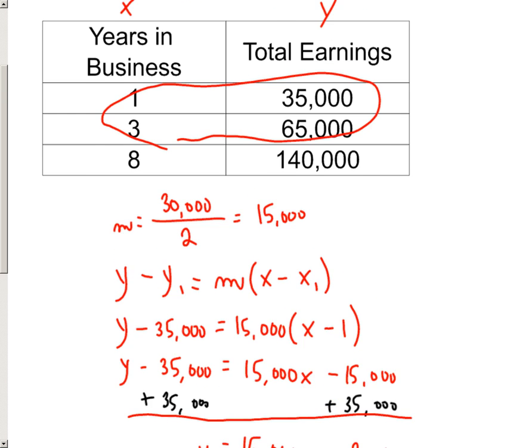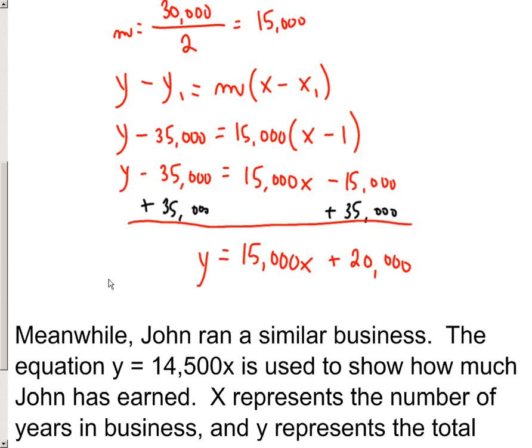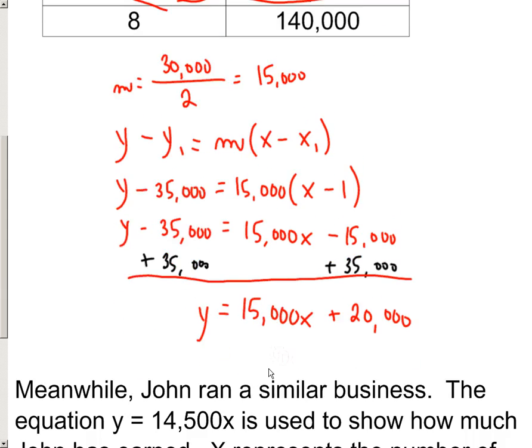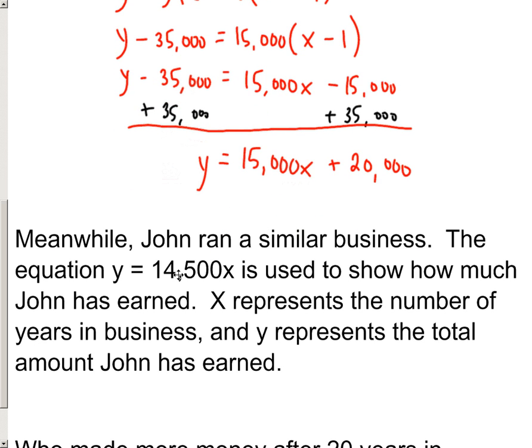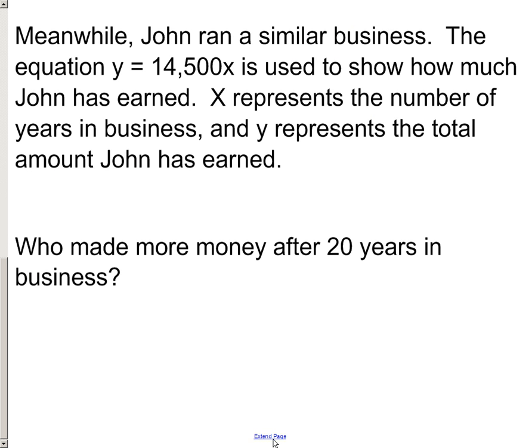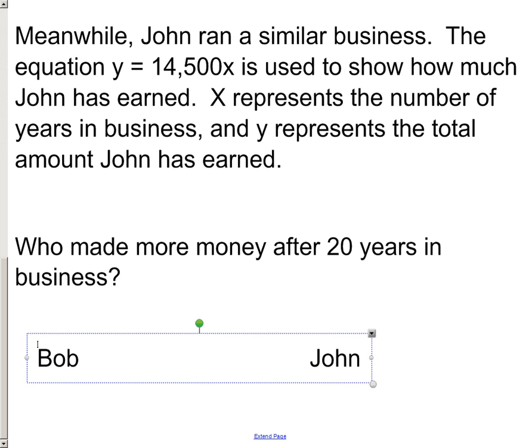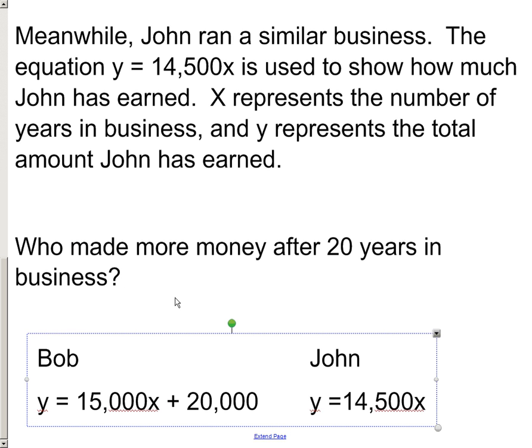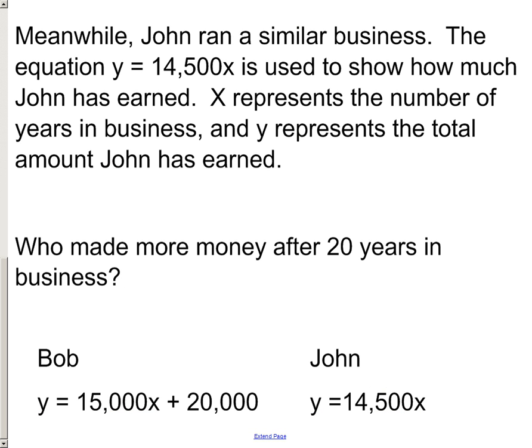Well, if you were given a table for Bob and you were given an equation for John, what you could do is go get the equation for Bob, like we did here, and compare it to the one with John. And in fact, I can show you how you can go a little bit further to make it a little bit easier here. Let's put Bob's right over here. Let's put John's right here. Bob's was y equals 15,000x plus 20,000, and John's is the y equals 14,500x. So here's the two equations, and we can put them side by side to compare.